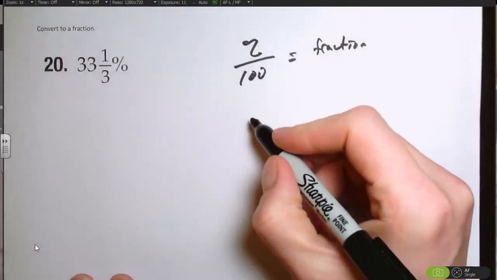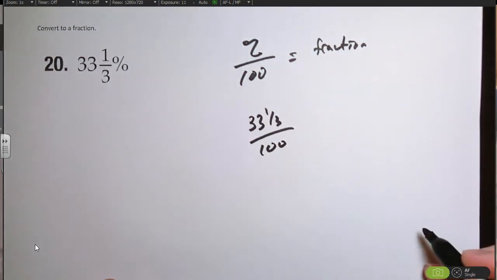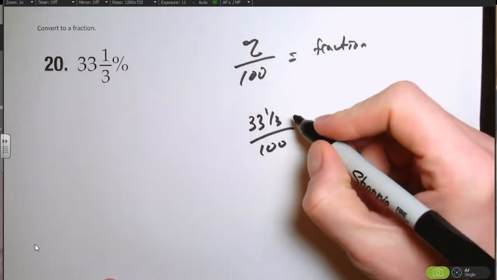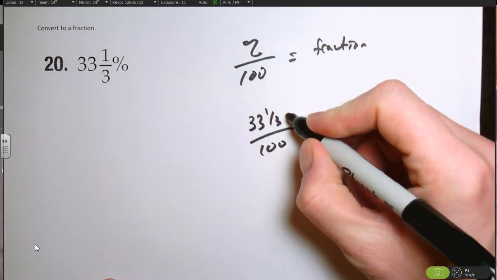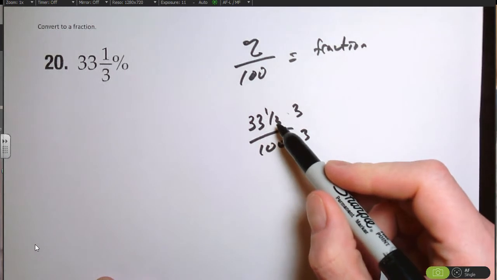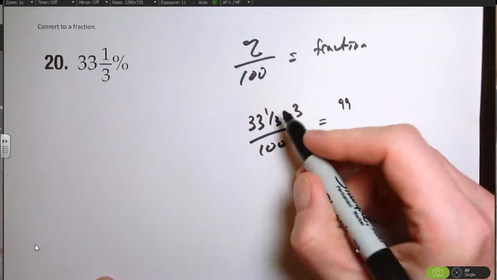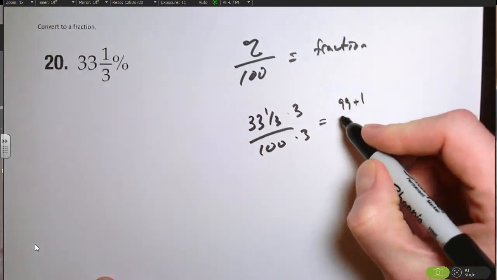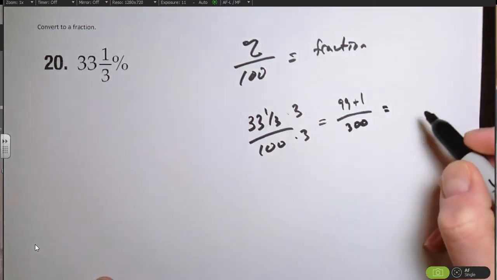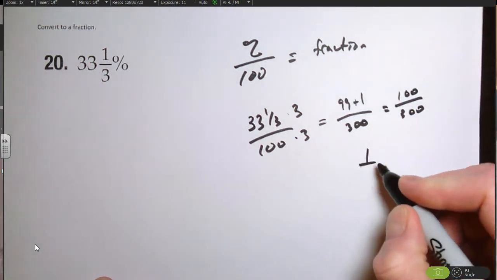So we have 33 and 1/3 over 100. There it is as a fraction, but that's not a good answer because I've got 33 and a third there. So what I'm going to have to do is multiply the top and bottom by 3. And what that'll do is it'll get rid of that 1/3. So when I do that, 33 times 3 is 99. 1/3 times 3 is 1. And then 3 times 100 is 300. So I essentially get 100 over 300, which is 1/3.